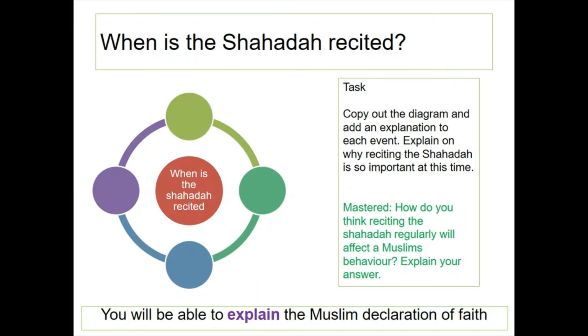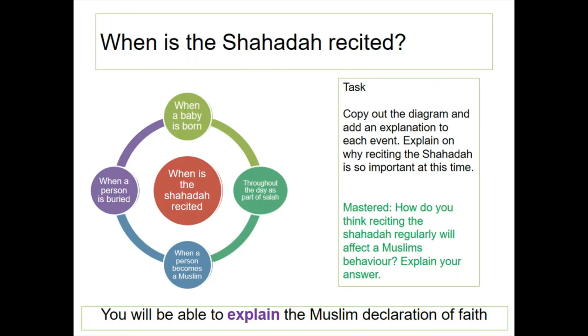The next task I'd like to do is, when is the Shahada recited? Because it's fundamentally very important and it sums up the essence of Muslim belief. To do this, I'd like you to copy this diagram out. So when is the Shahada recited? It's recited when a baby is born, throughout the day as part of prayer or salah, when a person becomes a Muslim, and when a person is buried.